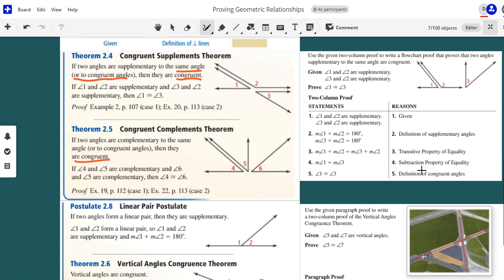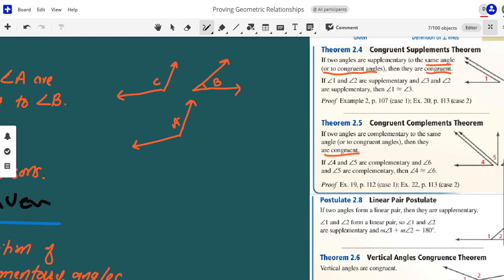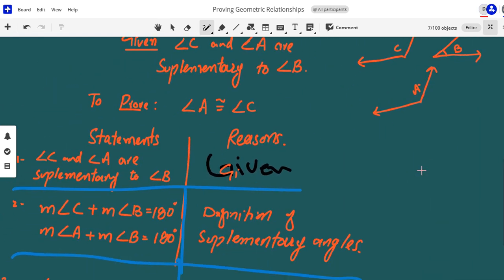Similarly, as we did in the previous result, we will prove this theorem by considering two angles that are complementary to some other angle. Then, using that property, we will prove that they are congruent. So easy, very easy.